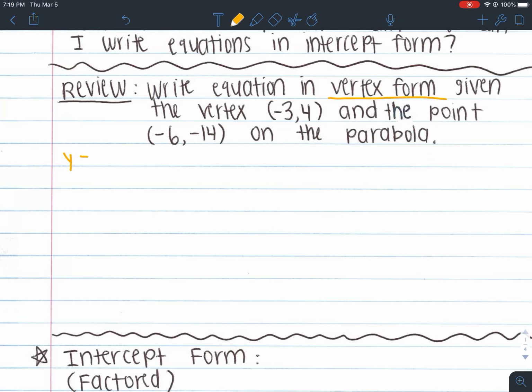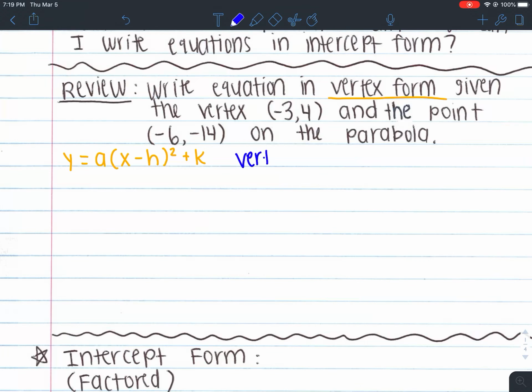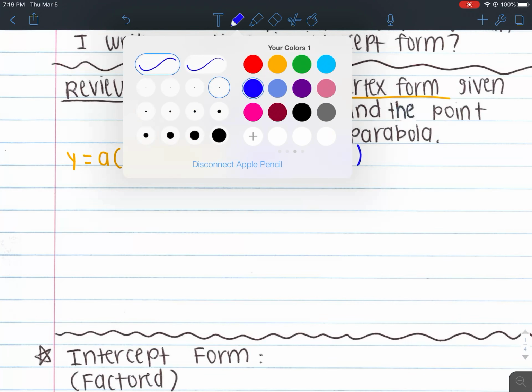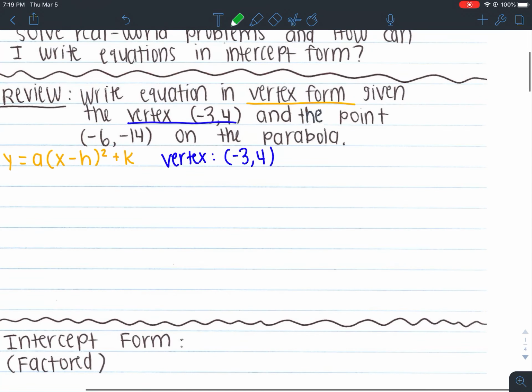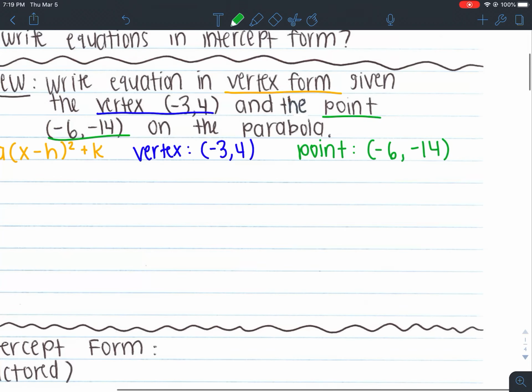Remember, vertex form is y equals a parentheses x minus h parentheses squared plus k. And remember, the vertex was denoted by h comma k. But in this case, what is our vertex? Well, our vertex here is (-3, 4). And then we're also given a normal point on the parabola, (-6, -14). I need to write point next to that. So they give us a random point on the parabola and the vertex of that parabola.